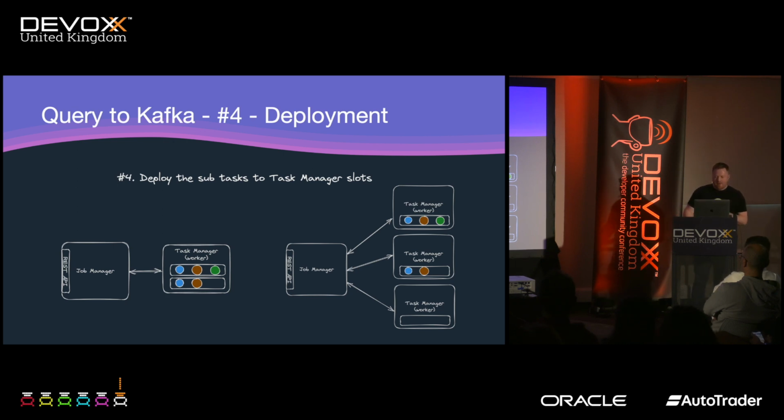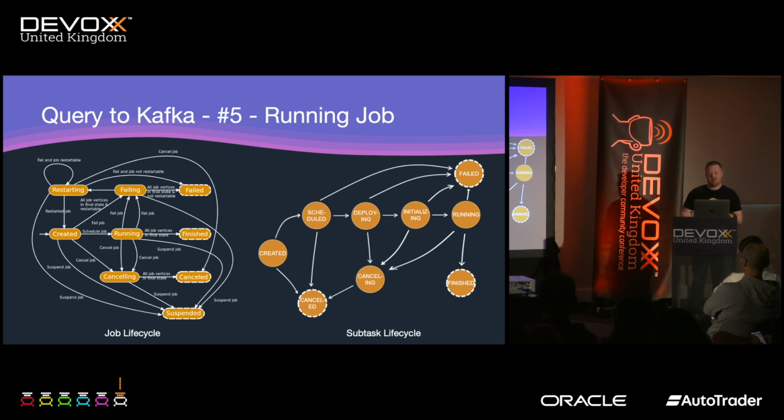Okay, once you deploy the job, it enters this huge state machine. I'm not going to go into details. I wanted to illustrate, on the left, we have a job lifecycle. So when I submit a job, it goes from creating to running. And then each of the subtasks has their own state as well. And they also go through this lifecycle. Just to illustrate that, I'm not going to go into any more detail.